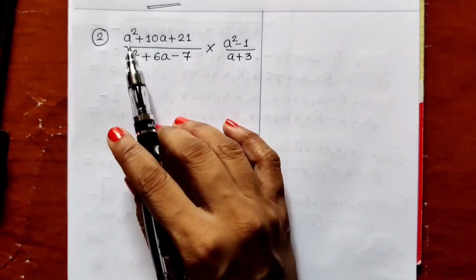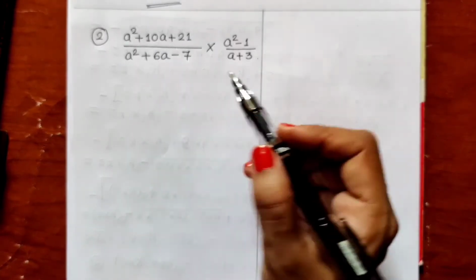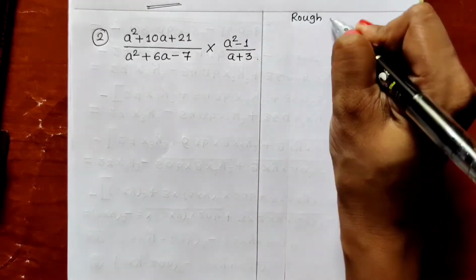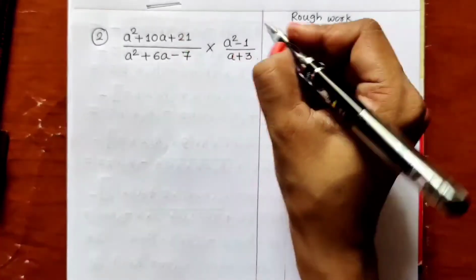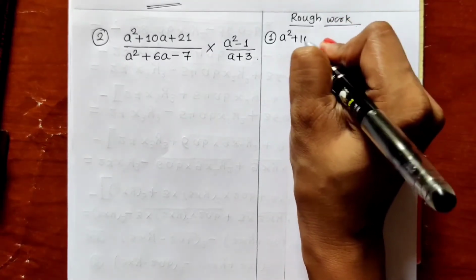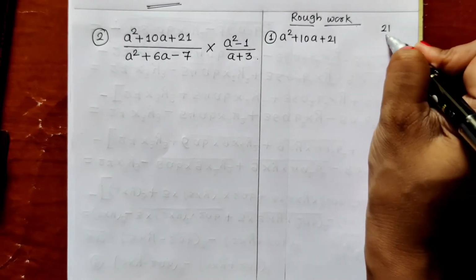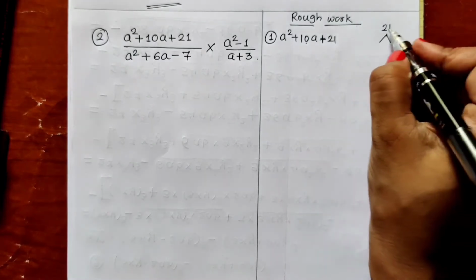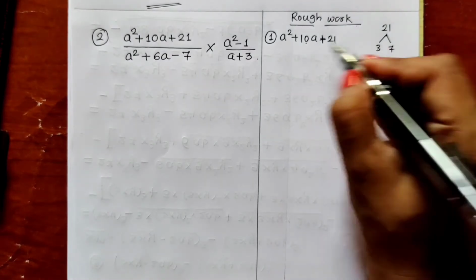As I have told you, this first expression we will solve as we have solved in 6.1. I will show it here in rough work. This is our first expression, a square plus 10a plus 21. So we have to find 2 factors of 21 whose addition should be 10. 3 7s are 21, we all know, and 3 plus 7 is 10.